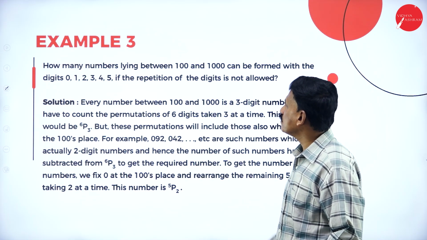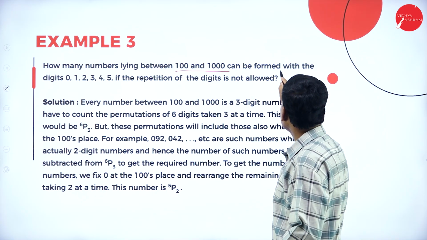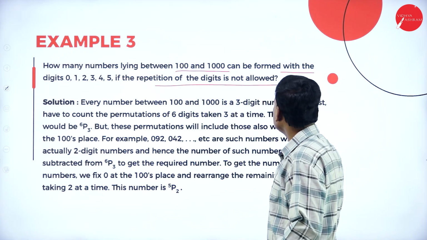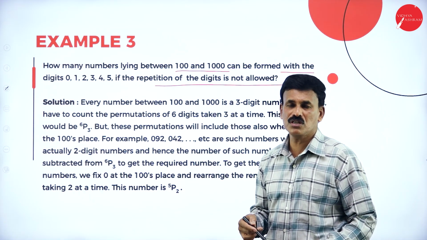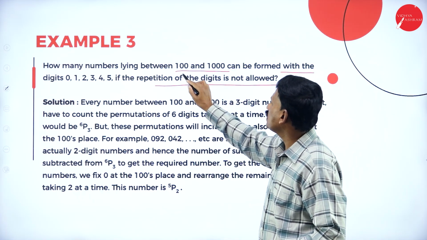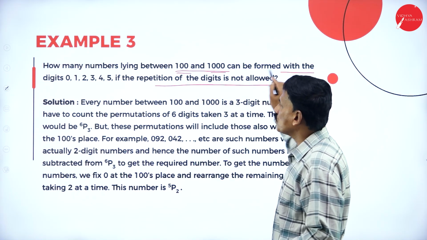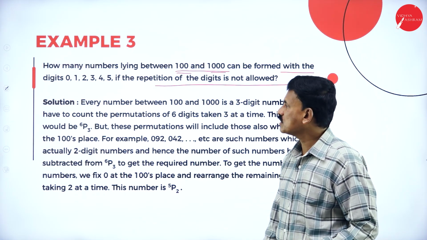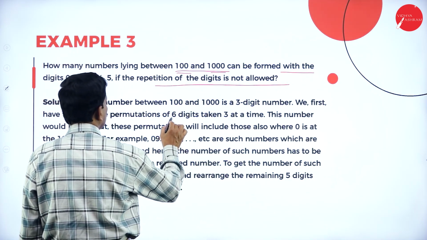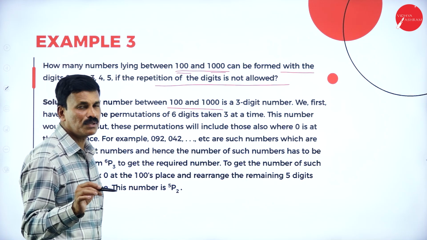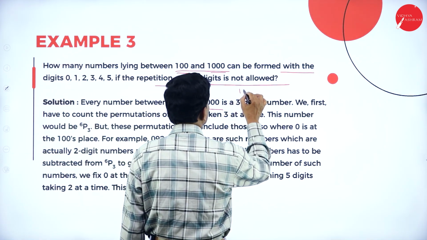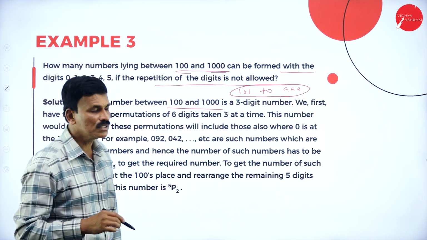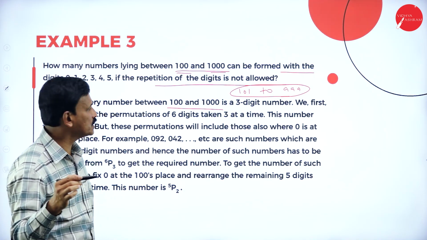Problem 3. How many numbers lying between 100 and 1000 can be formed with the digits 0, 1, 2, 3, 4, 5 if the repetition of the digits is not allowed? Here also, every number between 100 and 1000 is a 3-digit number. The first number will be say 101 and the last number will be 999. So all the numbers between 100 and 1000 will be 3-digit numbers.